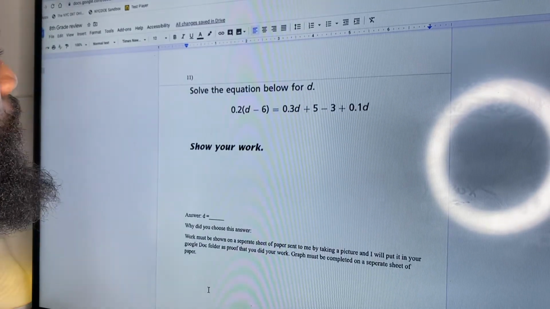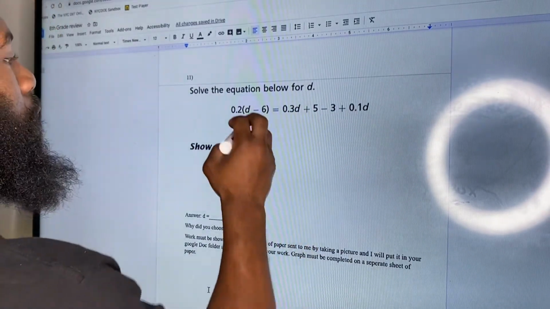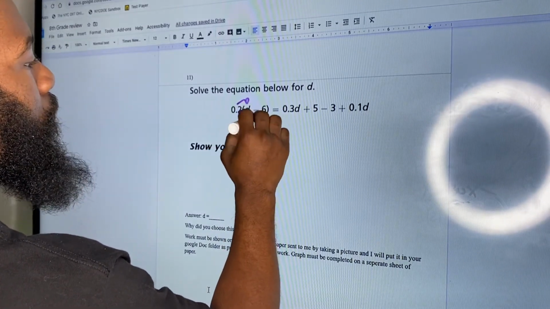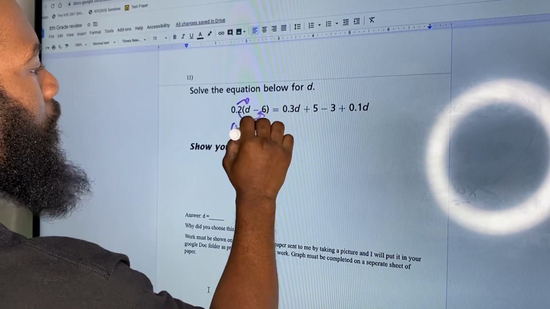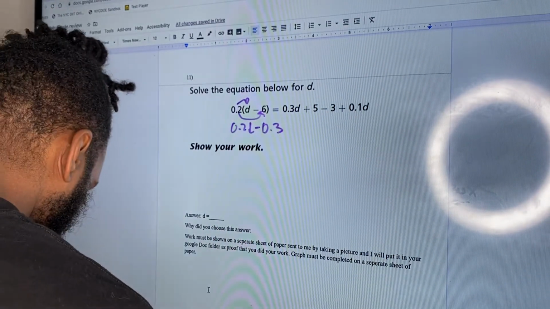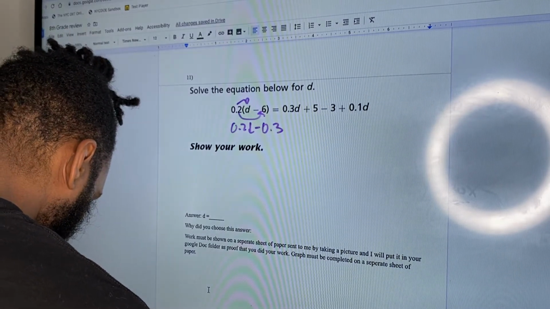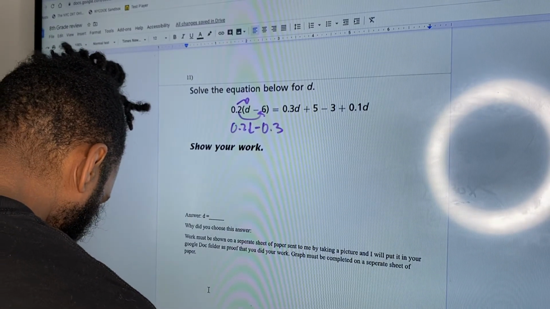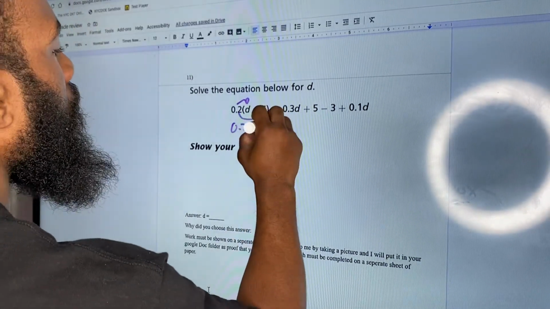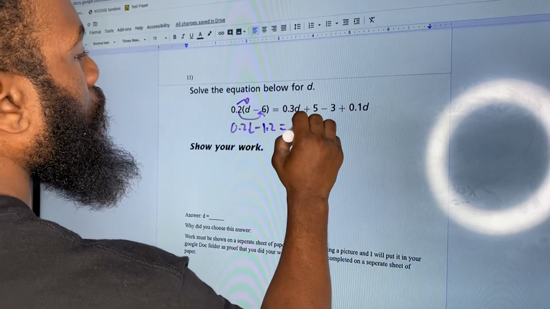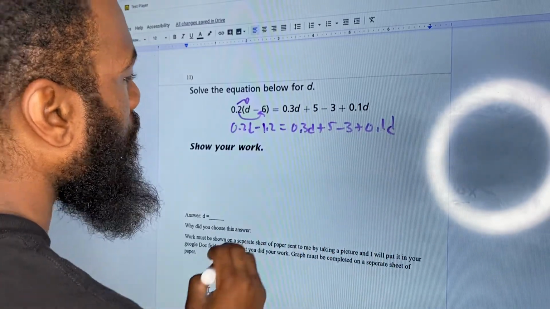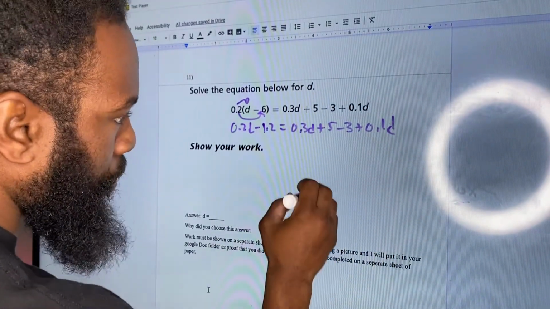Down here, solve the equation below. Again, 0.2d, 0.2 minus -6, 0.2 times -6 is -1.2, equals 0.3d plus 5 minus 3 plus 0.1d. Whew, it's a lot. So here we gotta combine like terms.